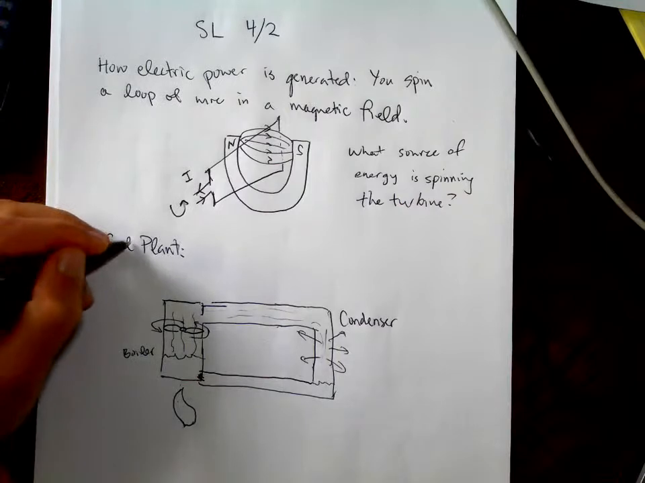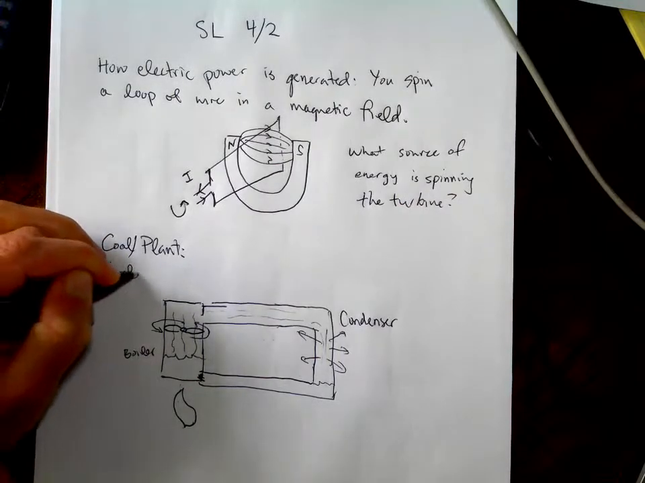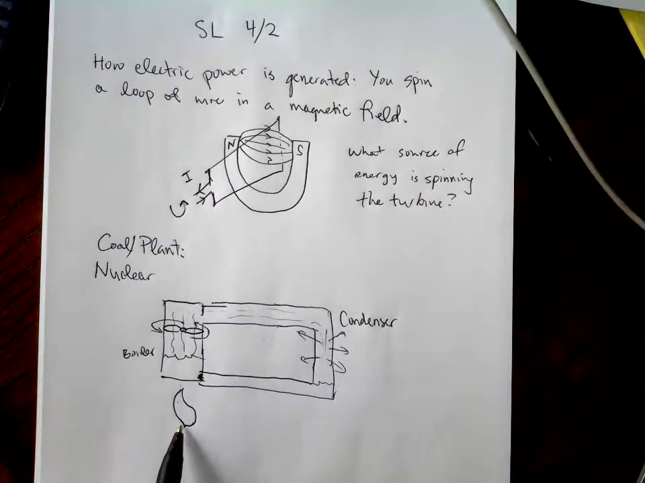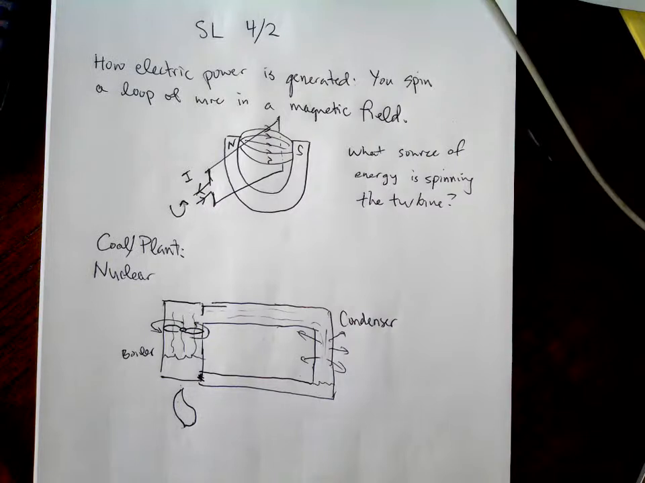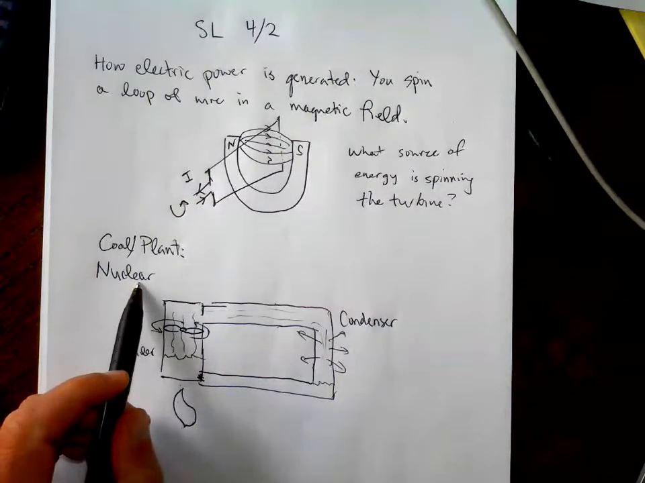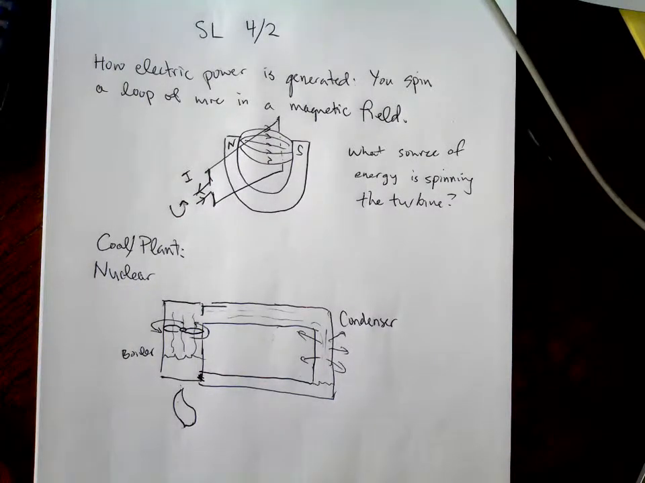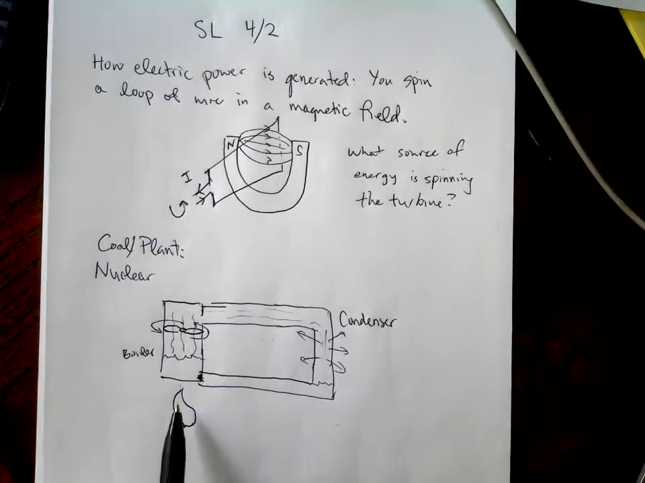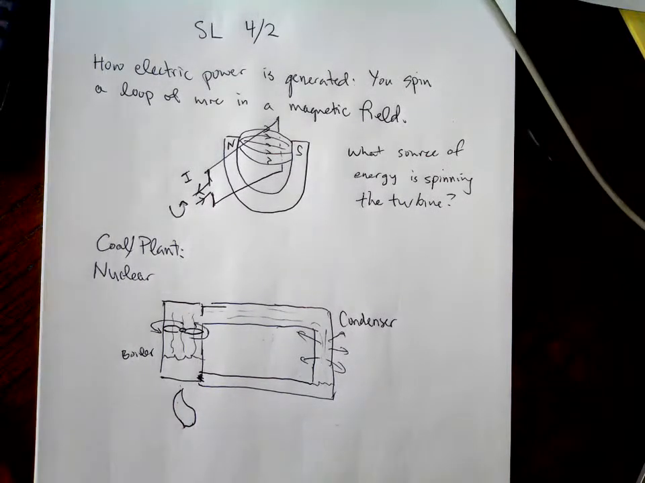This could also be a nuclear plant, where instead of burning coal to heat the water to turn it into steam, you're using nuclear fuel, the heat generated by nuclear reactions, to heat the water. So in this type of power generator, the only question is, what are you using to heat the water? Is it natural gas? Is it coal? Is it nuclear?